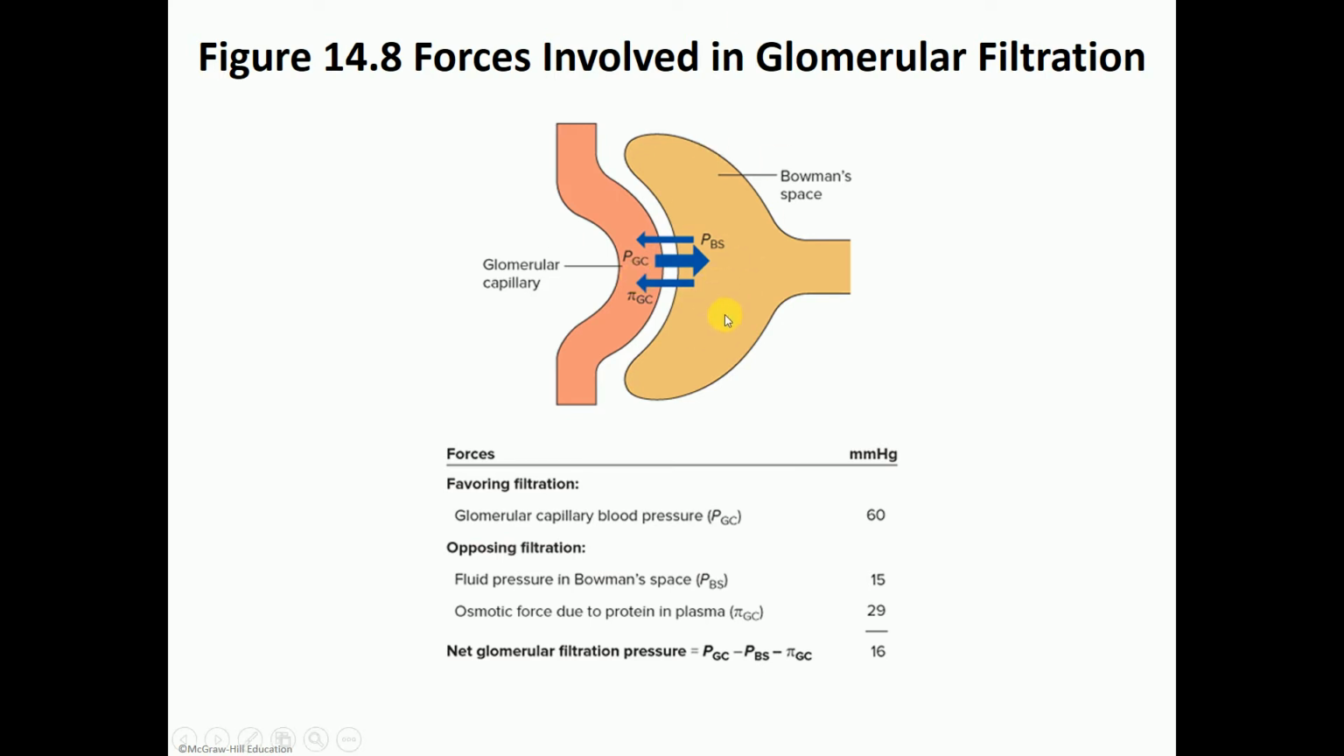And Bowman's space also has water in it, which means that it has its own hydrostatic pressure, and that would want to push water back in the opposite direction. So these two pressures, the osmotic pressure of the glomerular capillaries and the hydrostatic pressure of Bowman's space, both of those oppose filtration. But the net filtration pressure definitely happens in the direction of the higher pressure. So the hydrostatic pressure of the glomerular capillaries is higher than the two opposing pressures combined.